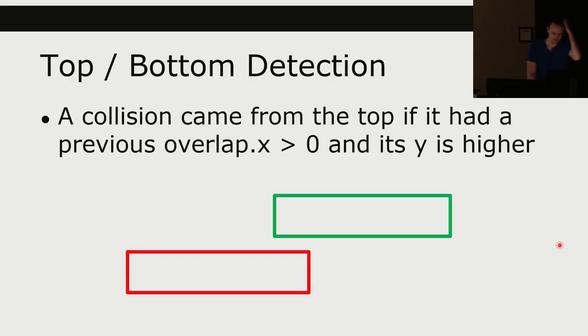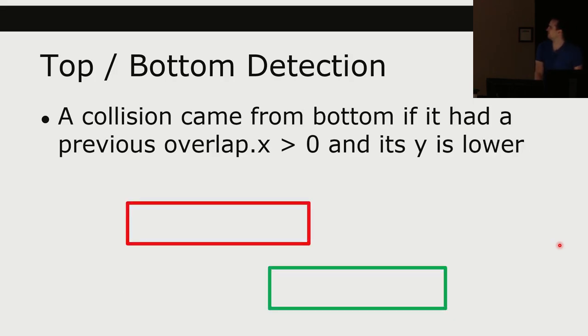So for top or bottom detection, a collision came from the top if the previous overlap had an x greater than 0 and the y value is higher, meaning less in our case. So that's how you know it's the top. And a collision came from the bottom if the previous x overlap was greater than 0 and its y is lower. I can similarly do the left and the right detection: if it's a horizontal movement and the x is less than, then it came from the left. If the x is greater than, then it came from the right.